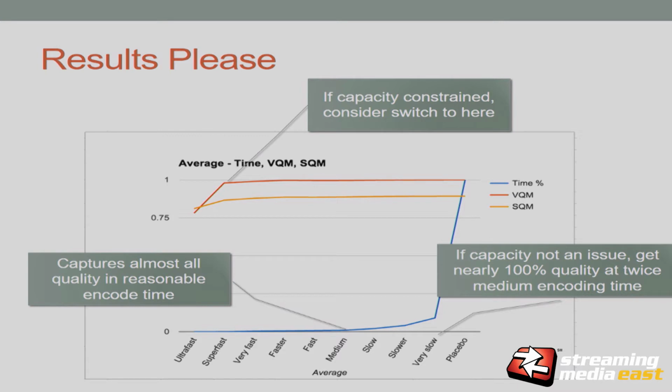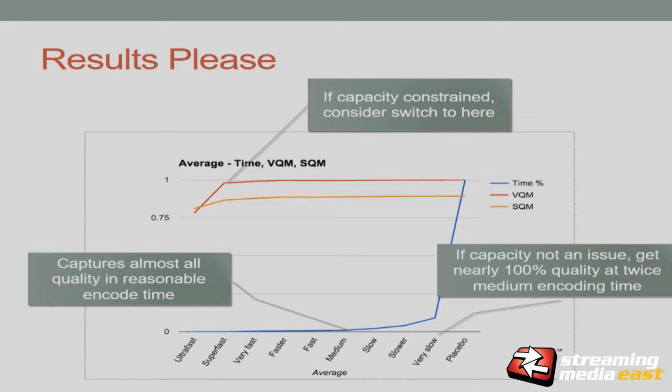But so the blue is the encoding time. We see the encoding time is really, really identical up to medium, and then we start to see it poking along, getting a little bit higher, and then at very slow, it's still not too bad, but at placebo, it just goes crazy. So you could take the opposite tack and say, well, what's the most quality I can get with reasonable encoding time, and that's here. Or you can say, what's the most quality I can get with the shortest encoding time, that's here.